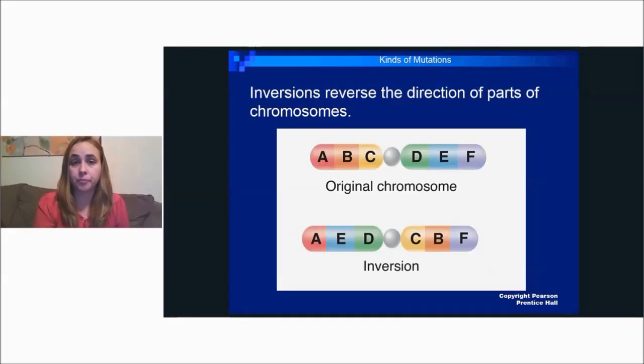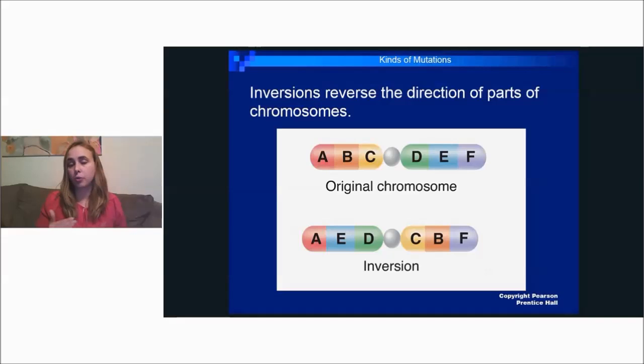An inversion is when a piece of the chromosome is taken out and it's reversed in direction and put in backwards or upside down. So you have A, B, C, D, E, F here, and in the inversion you have A, E, D, C, B, F. So that whole B, C, D, E section came out, flipped around, and went back in as E, D, C, B, completely backwards. Or inverted. If you think of inversions that people do, a handstand would be an example of an inversion. So just going upside down, the complete opposite.